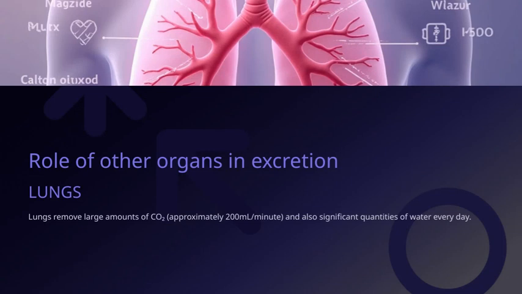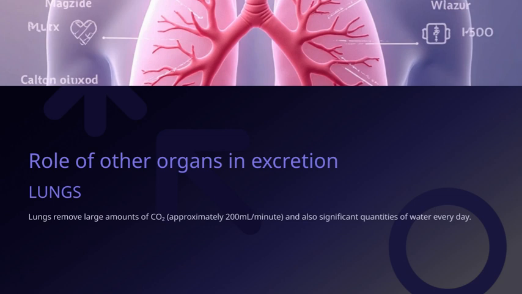Let's take a closer look at the lungs and their role in excretion. They're responsible for removing large amounts of carbon dioxide, which is about 200 milliliters per minute. That's a significant amount that our body needs to get rid of to maintain proper blood pH and gas balance. In addition to CO2, the lungs also help eliminate a considerable quantity of water every day. This process is vital for maintaining fluid balance within our body.